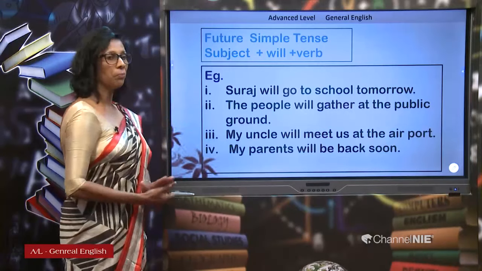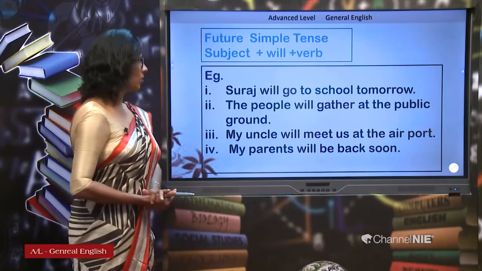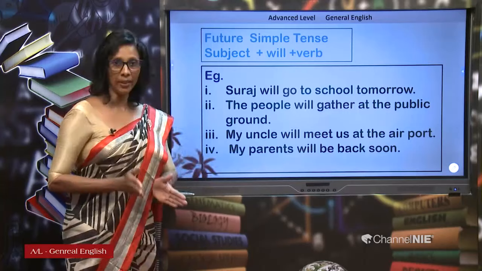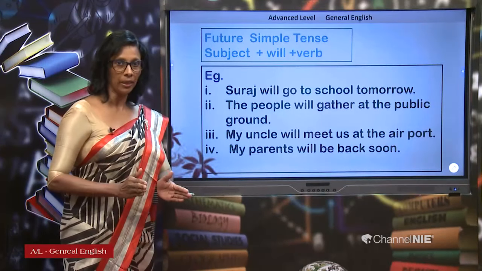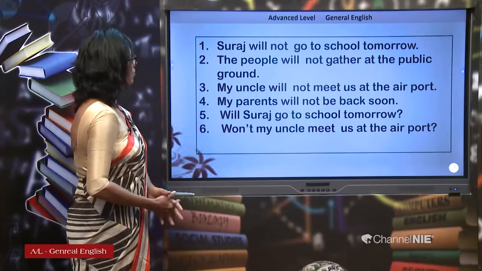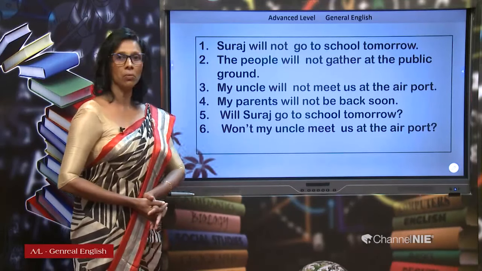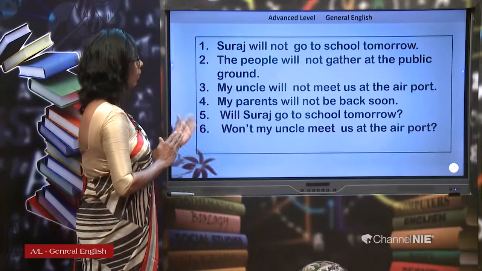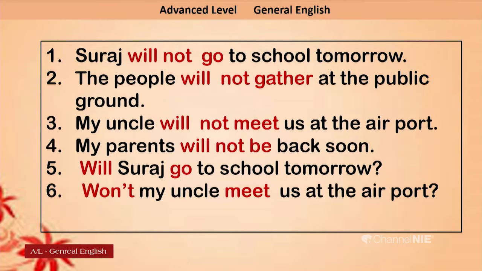How are you going to form the negative of future tense? You can do it very easily. What you have got to do is to add not in between. Let's see the examples. Suraj will not go to school tomorrow. In between modal will and the main verb, you have to put not there, right?